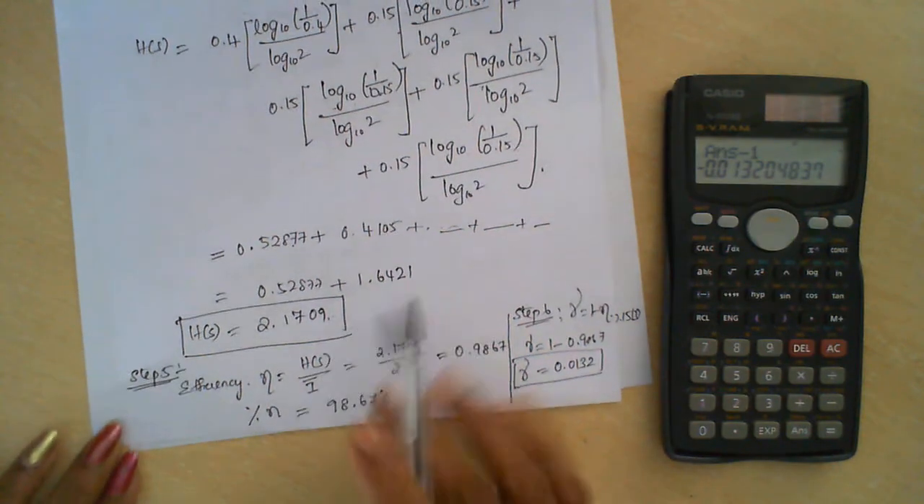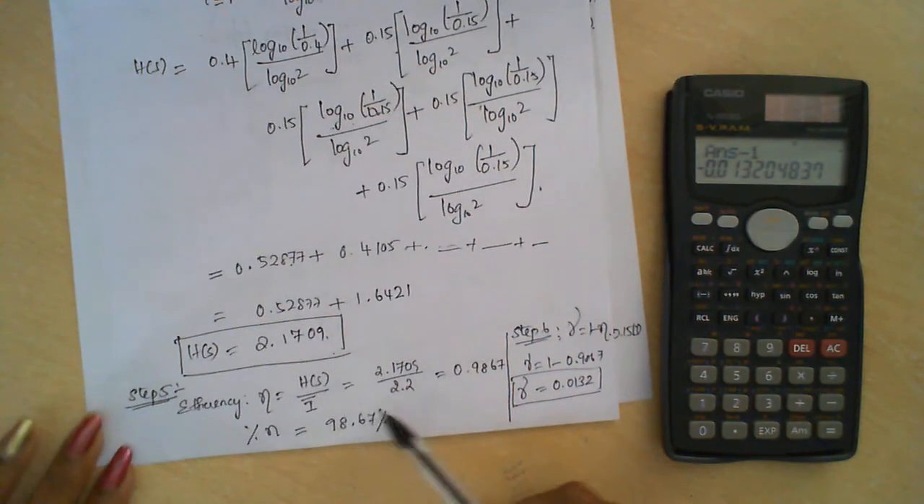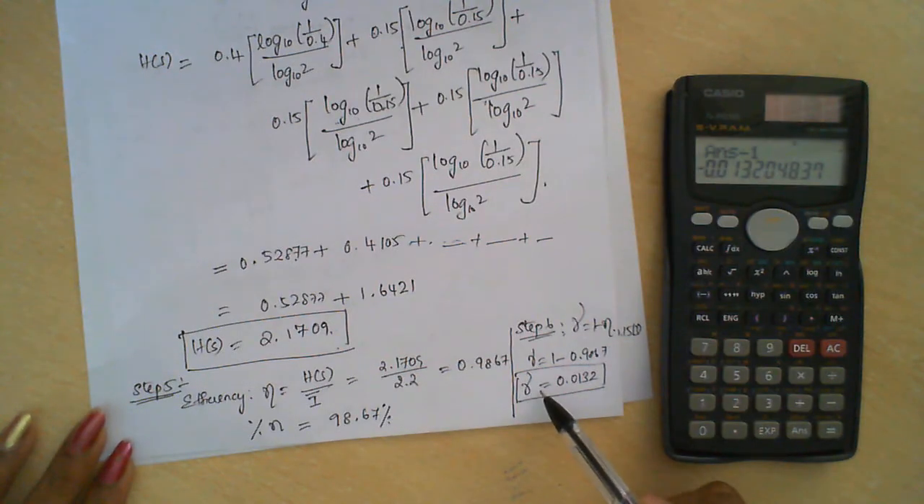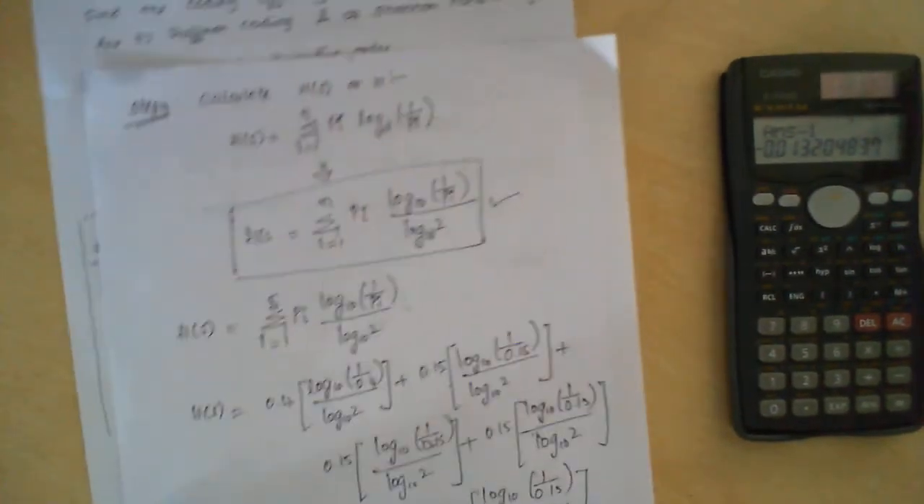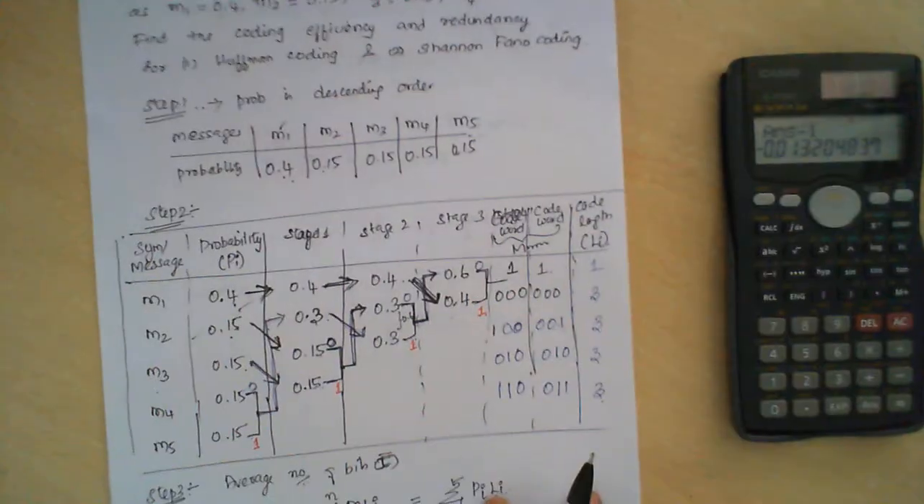So we have calculated what is our entropy, what is our efficiency, and what is our redundancy. And you could check this value is equal when you proceed with the same problem using Shannon-Fano coding also. Hope you understood this problem. Let me explain the flow once again.